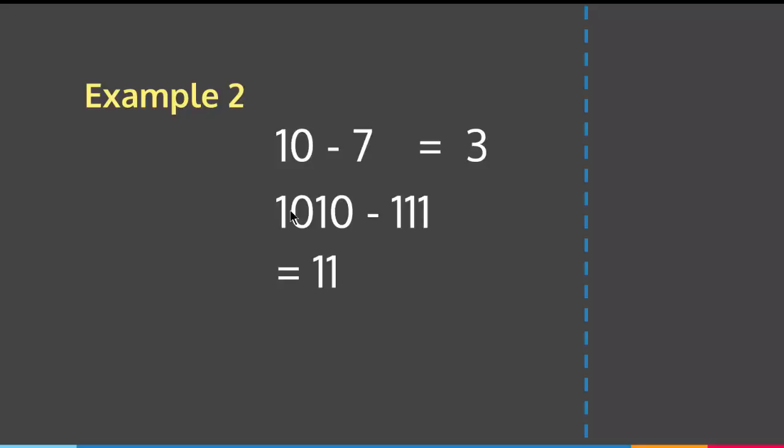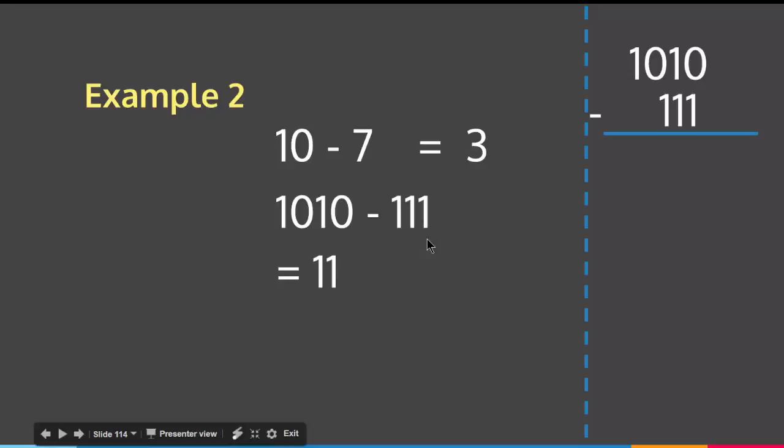So let's subtract 1, 1, 1 from 1, 0, 1, 0. Let's go to our space. We have 1, 0, 1, 0 with 1, 1, 1 underneath. If we subtract 1 from 0, that cannot be done. We have to borrow 1 from here, and we're going to do everything mentally. So we borrow 1 right here, and this 0 will turn to 2. 2 minus 1, or 1, 0 minus 1, will give us 1.